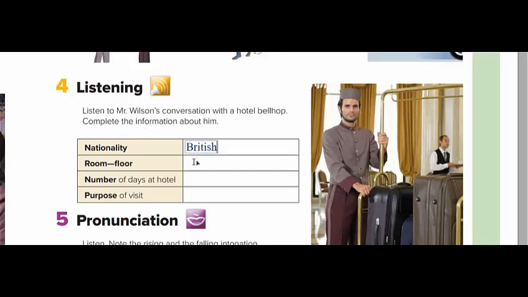What's his room number? Who can tell me? It's 905. And what floor? It's on the 9th floor. How many days is he staying? He's saying only for one day. Why? Because the purpose of his visit, سبب الزيارة, is a one day meeting, اجتماع مدة يوم واحد. One day meeting. What's the meaning of meeting? Yes, اجتماع.